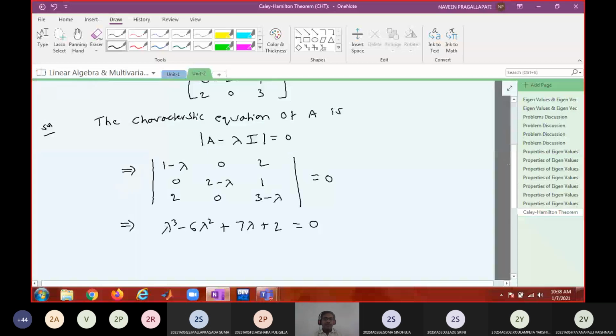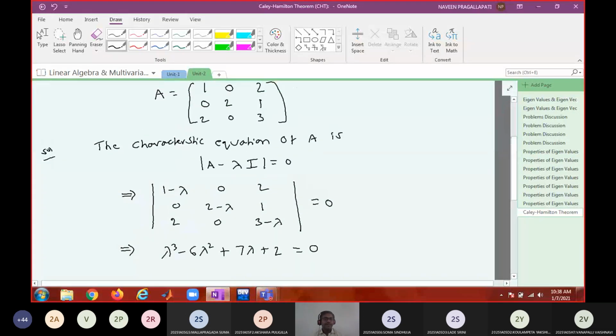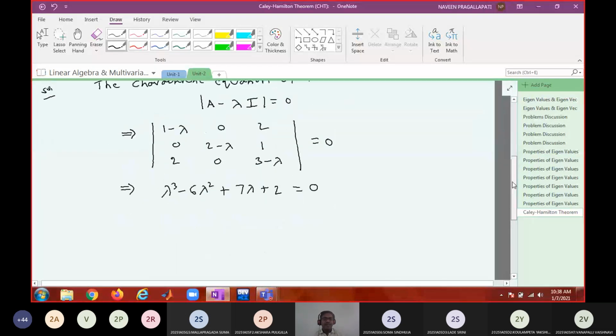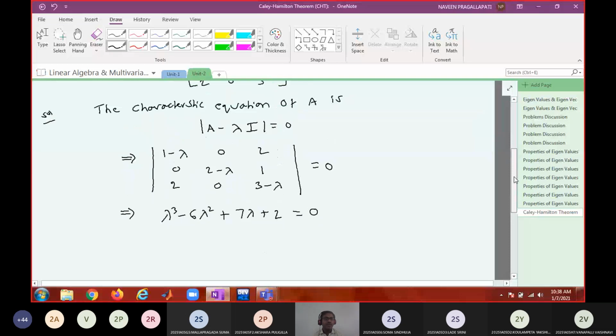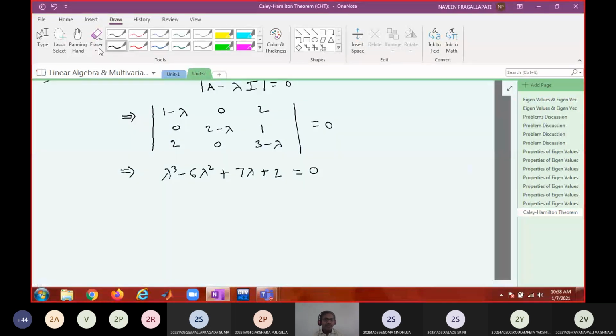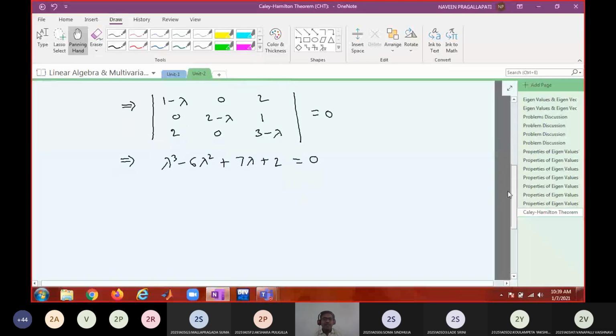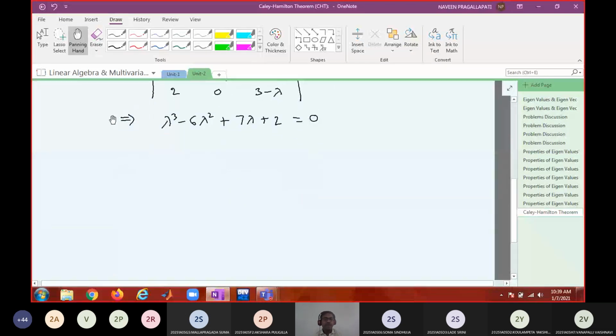Okay, so make sure that your characteristic equation is correct, otherwise the verification cannot be completed. Now what you have to do is show that A cube minus 6A square plus 7A plus 2I must be equal to 0. Then only the verification is done. So compute A square and A cube.